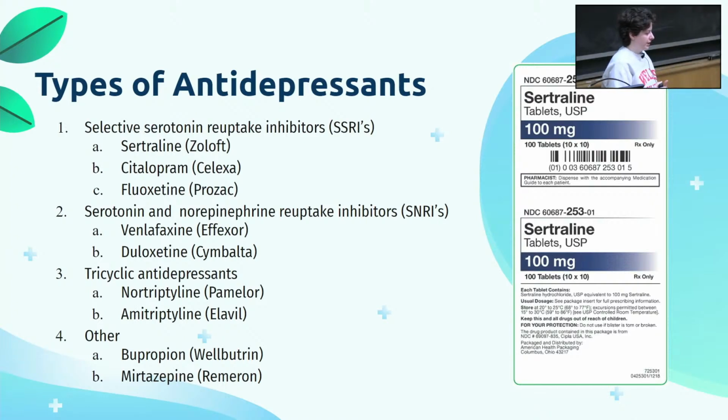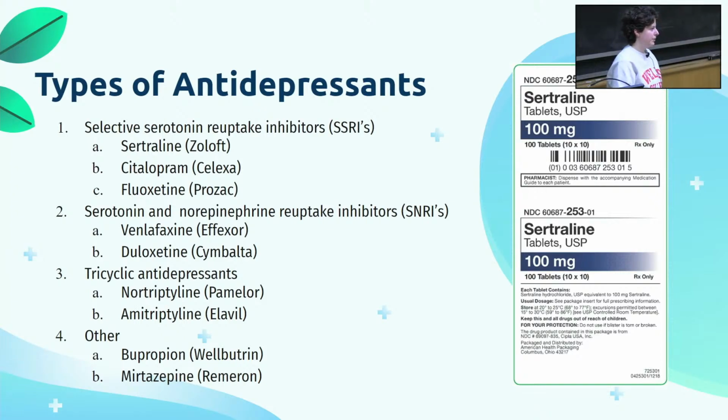So some examples are sertraline, which is Zoloft. So I have the generic name and then the brand names in parentheses. Citalopram is Celexa, and fluoxetine is Prozac. Then you have your serotonin and norepinephrine reuptake inhibitors, your SNRIs. So that's venlafaxine, which is Effexor, and duloxetine, which is Cymbalta. Then you have your tricyclic antidepressants. So nortriptyline is Pamelor, and amitriptyline is Elavil.